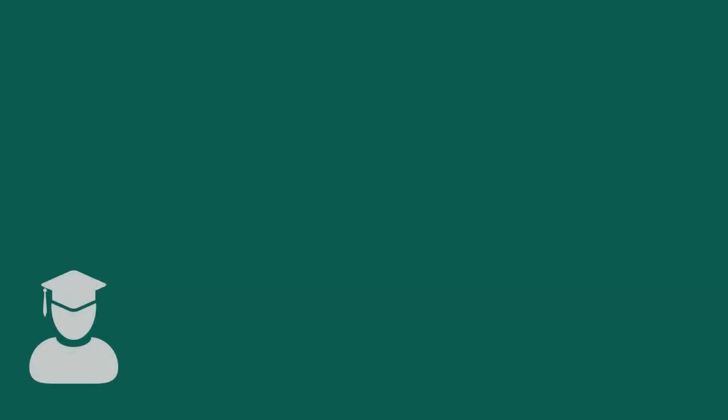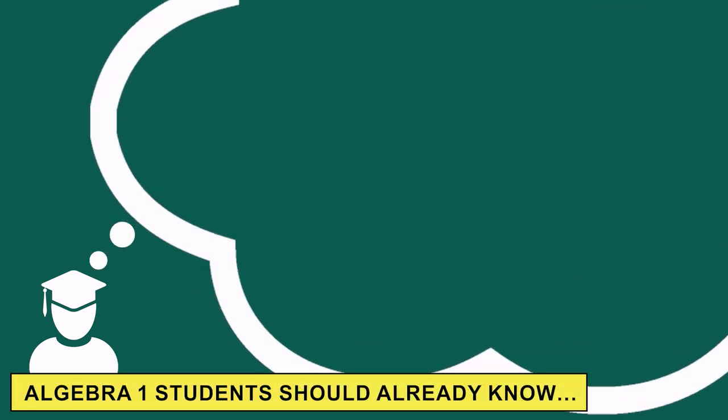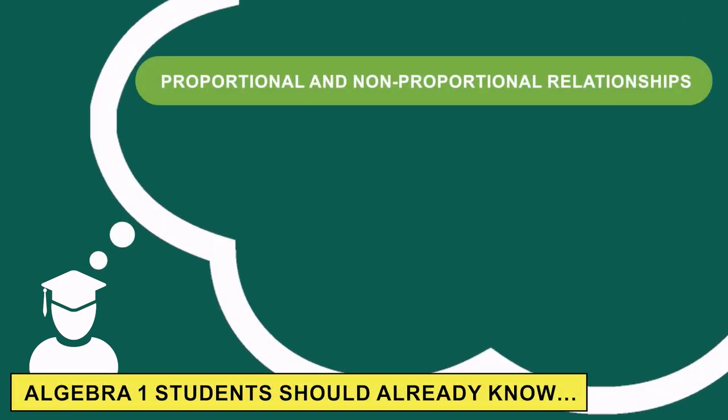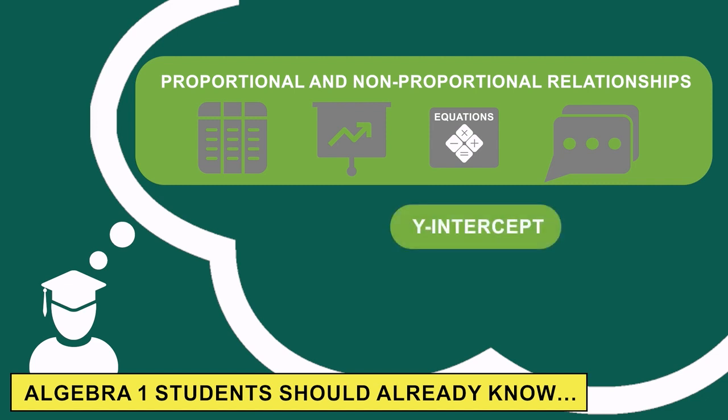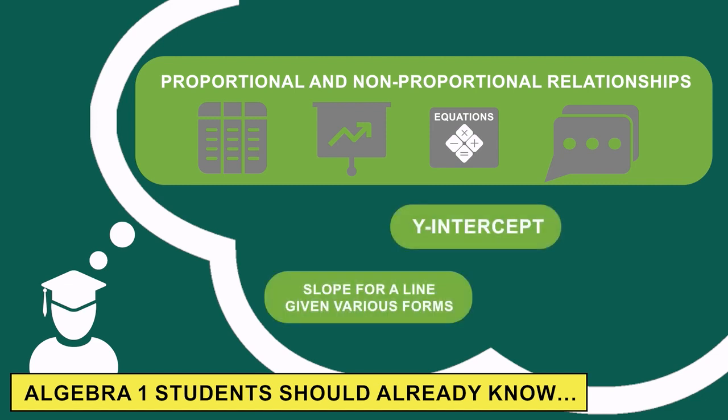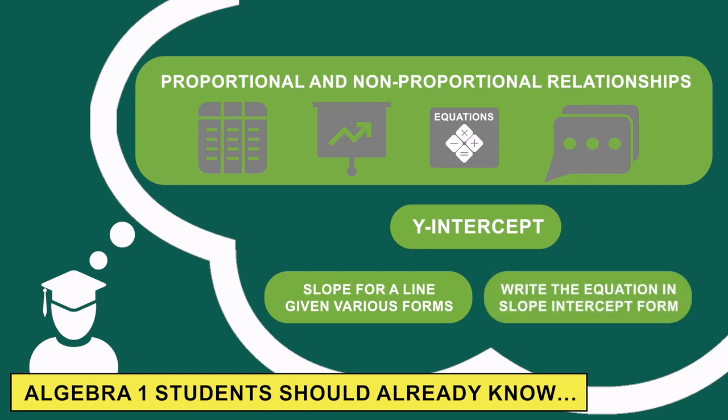For instance, they should have learned how to represent proportional and non-proportional relationships using tables, graphs, equations, and verbal descriptions. In addition, they should know how to find the y-intercept and the slope or rate of change for lines given various forms. Plus, they should be able to write the equation in slope-intercept form.